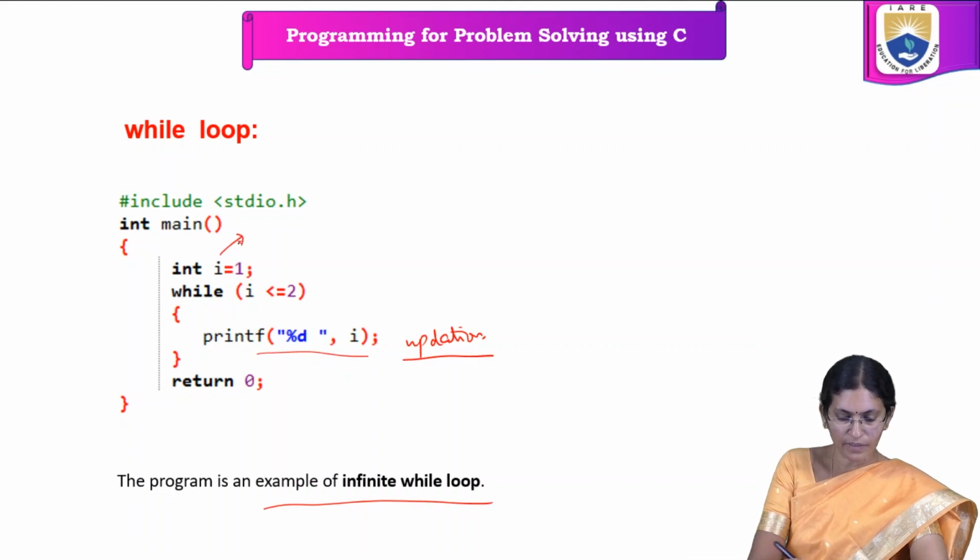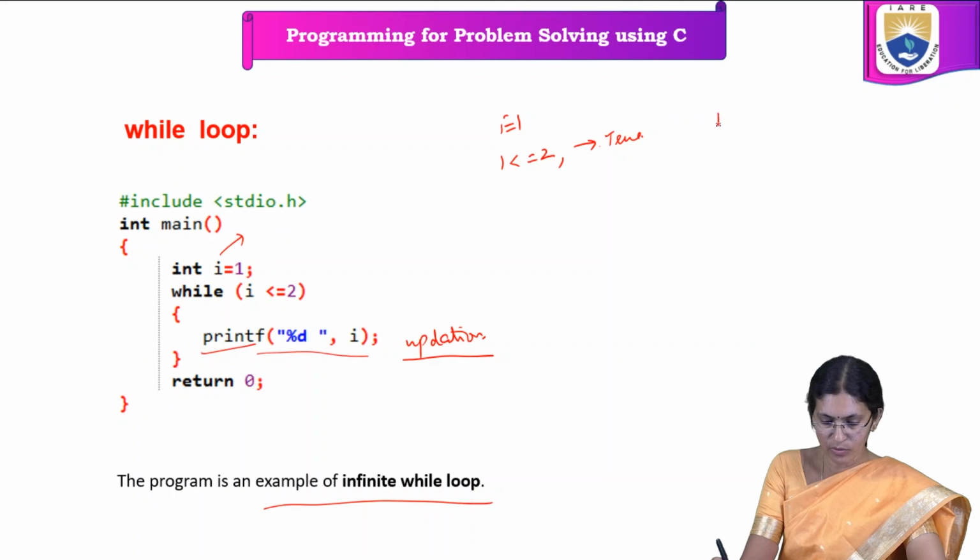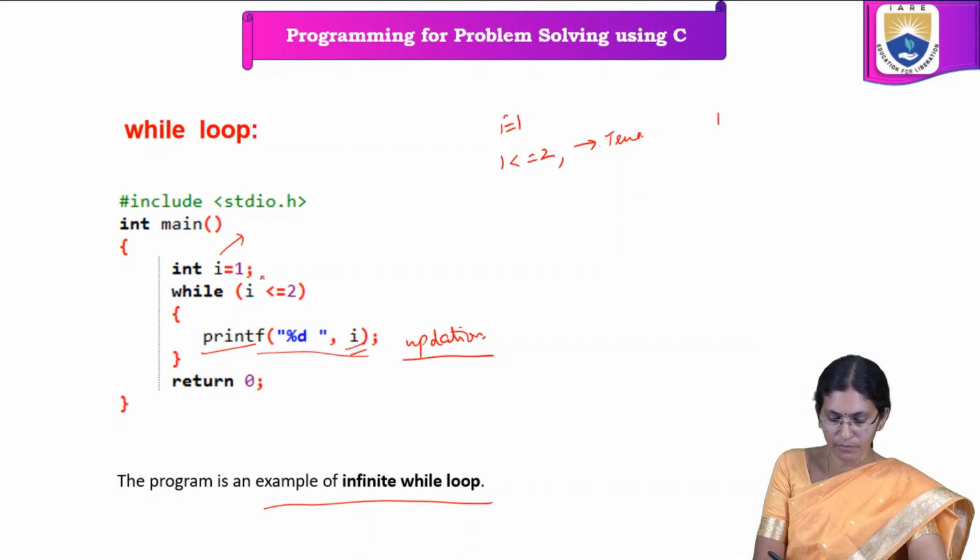So i is a variable which is initialized with 1. In the first iteration i is equal to 1, then 1 is less than or equal to 2. So this becomes true. When this is true, the printf statement will be executed, so 1 will be printed. Then after that again i will be the same, as the update expression is not there. Again i is equal to 1.